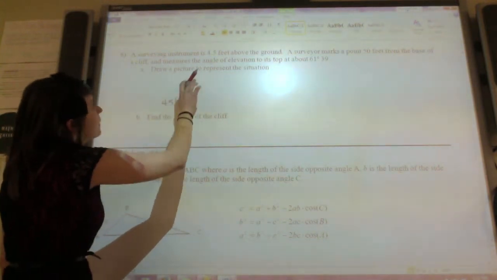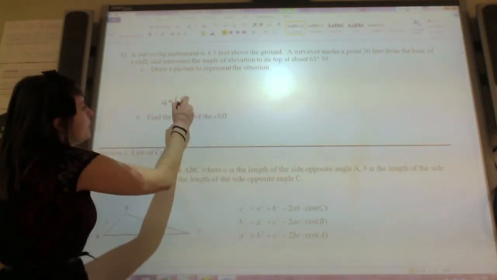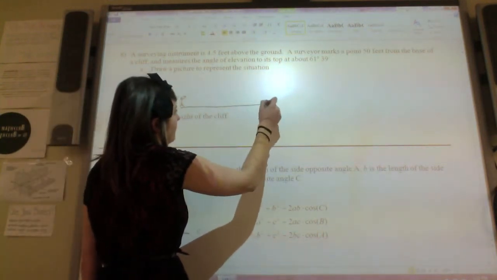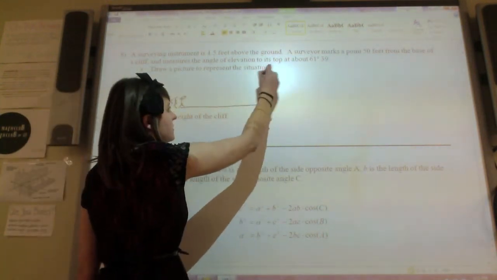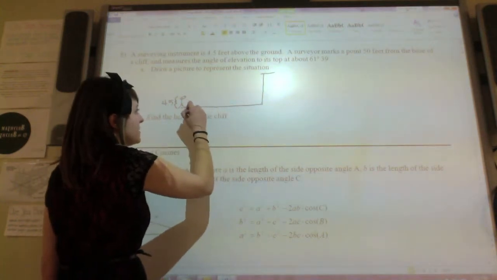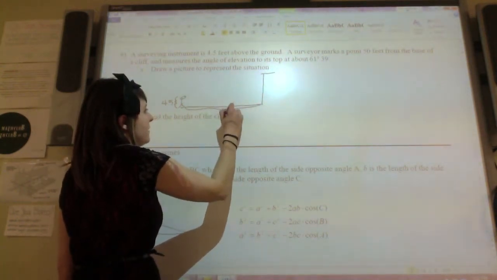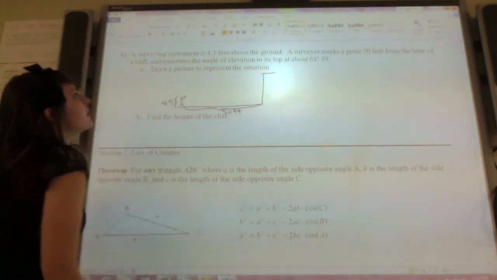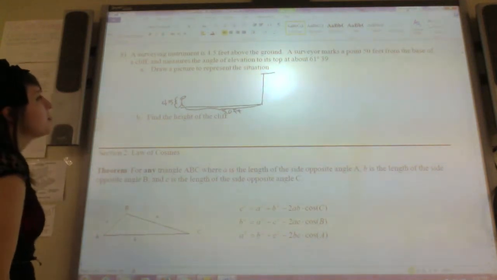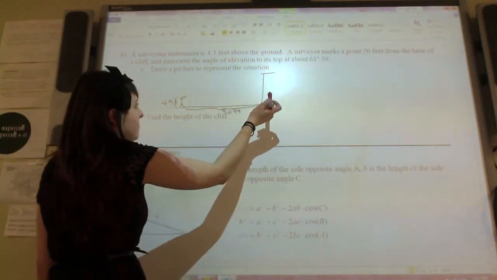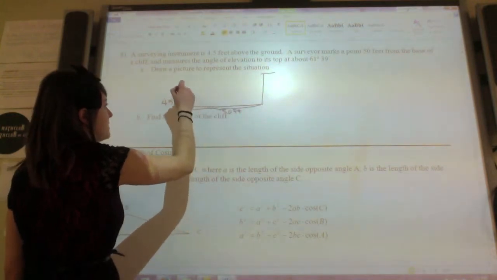Okay. And a surveyor marks a point 50 feet away from the base of a cliff. So here's my cliff, and this distance here is 50 feet. Okay, and he measures the angle of elevation to the top at approximately 61 degrees, 39 minutes.